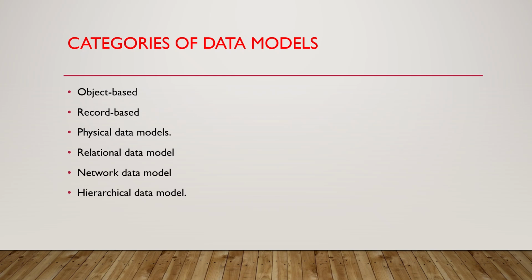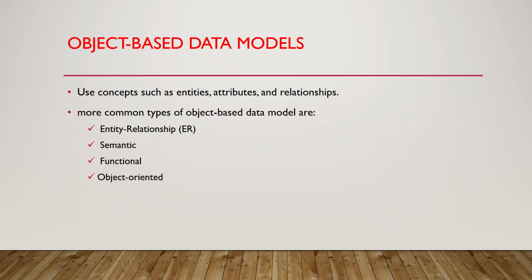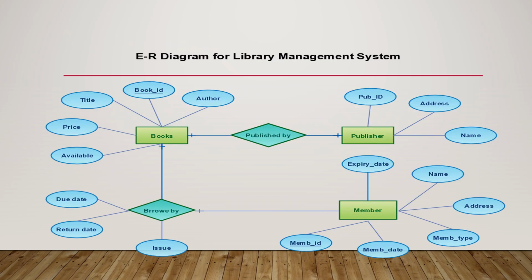These are the various categories of data model: object-based, record-based, and physical data models, with the relational, network, and hierarchical data models. What is the object-based data model? We can use concepts such as entities, attributes, and relationships, so that we can use ER, semantic, functional, and object-oriented models. Next is a simple example, a library management system ER diagram. Here we use books, publisher, and member as the entities, and published by and borrowed by as the relationships. We can use attributes for the various entities like books, publisher, and member. Entities are represented as rectangles, relationships as diamonds, and attributes as ovals.